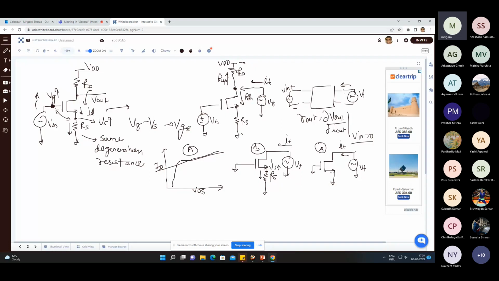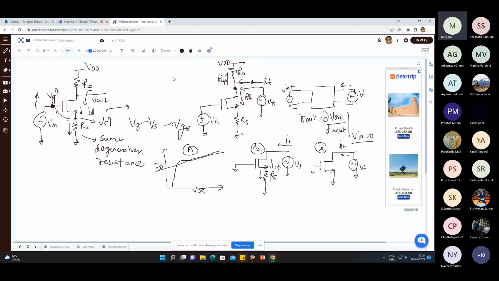Impedance looking into the drain, impedance looking into the source, impedance looking into this node. So here, in general analog terminology, we will say: what is the impedance looking into this node? Looking into this node means between this node and AC ground, what is the net impedance? Net small signal resistance.